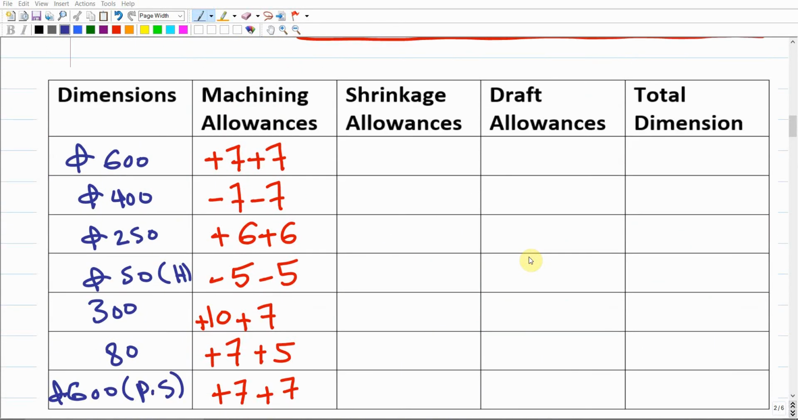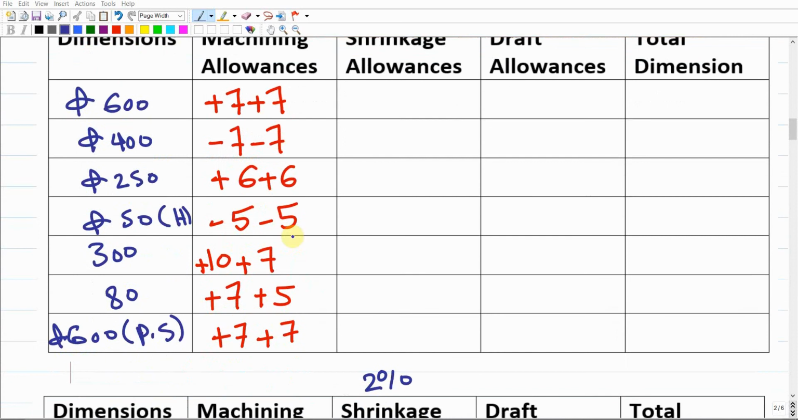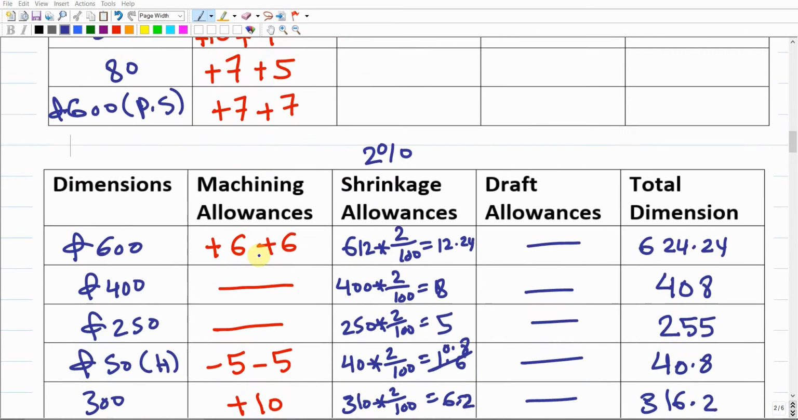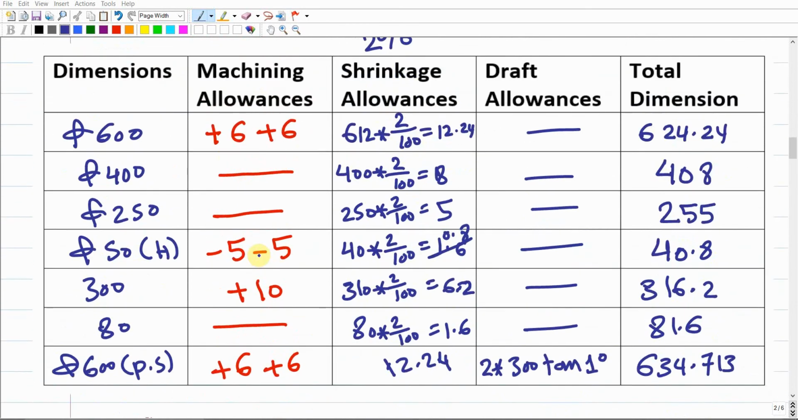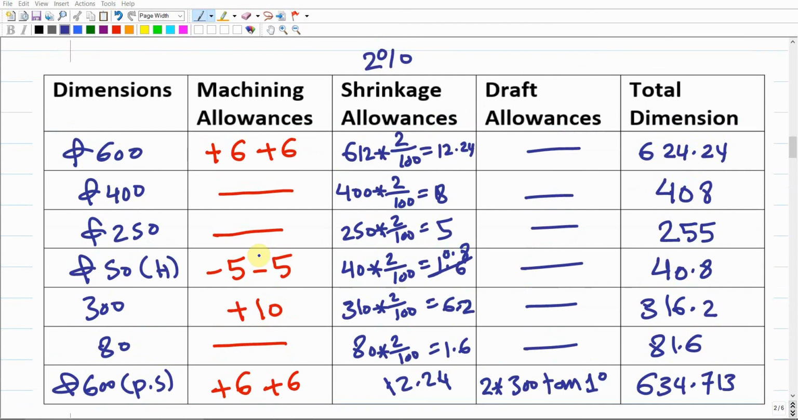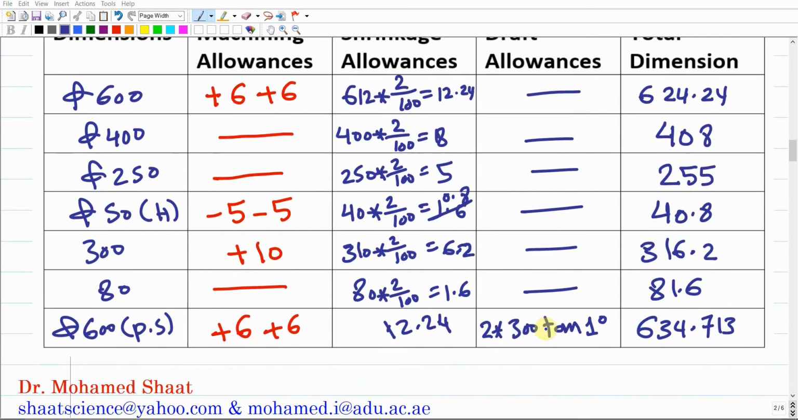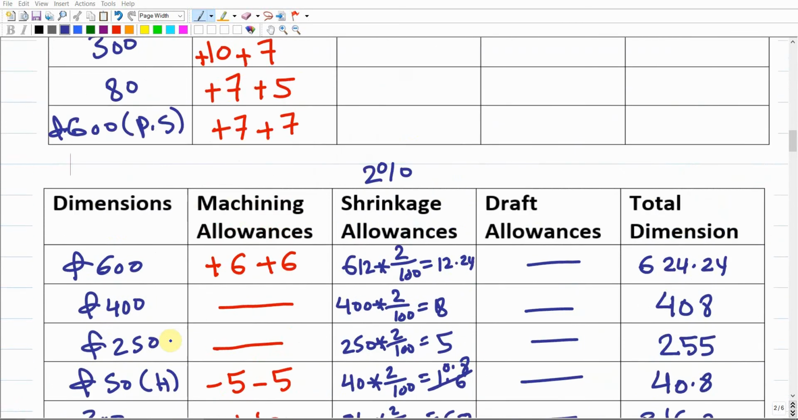So I explained through this step 2 cases. In case that we are going to machine all the surfaces, then I explained according to the given information. In the given problem, we are not required to machine all the surfaces, so that's why I skipped some surfaces here in the machining allowances. But the shrinkage allowance definitely should be added to all the dimensions. The same thing for the draft allowance, it will affect some dimensions and it will not affect the others, and this is what we did for the third step.